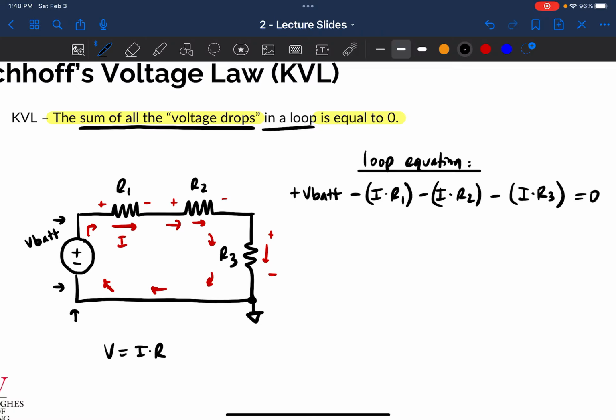I have an expression for this loop, which I can now use. You can see that I have unknowns here, but let's imagine I have R1, R2, and R3, and I know their values. And I know the value of my battery. Now I can solve for the current in this circuit because the only unknown that I have left is I. And then once I have I, I can determine this voltage because I would know that this is 0 volts, I would know my current, and I know my resistance. So this is how we're going to start another tool.